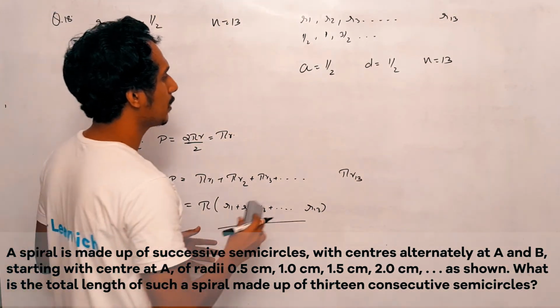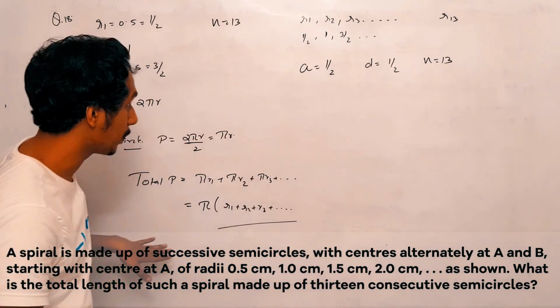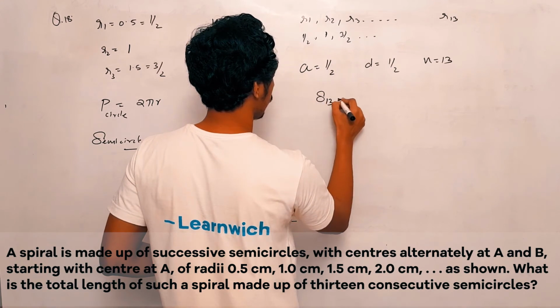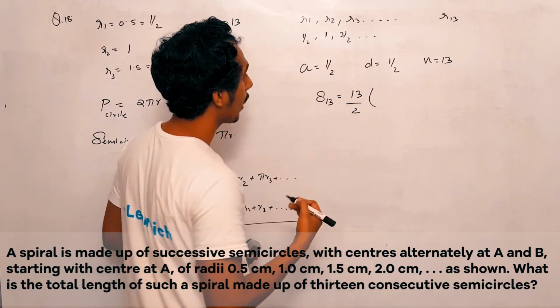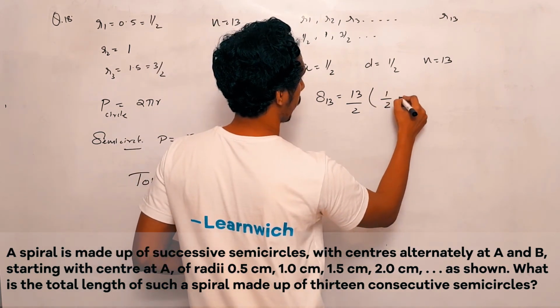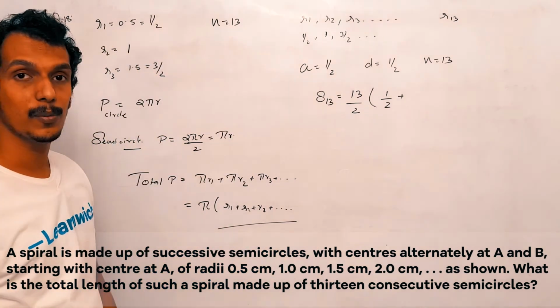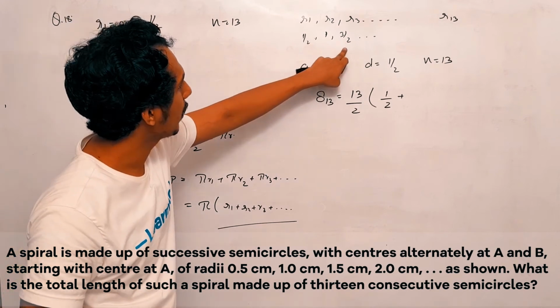Now let's solve this. How to solve this? I hope you have written this part. I'm going to solve this. S13 is equal to n by 2, that is 13 by 2, into A plus AN. What is the last term? What will be the last term? This is 1 by 2, 1, 3 by 2, okay?